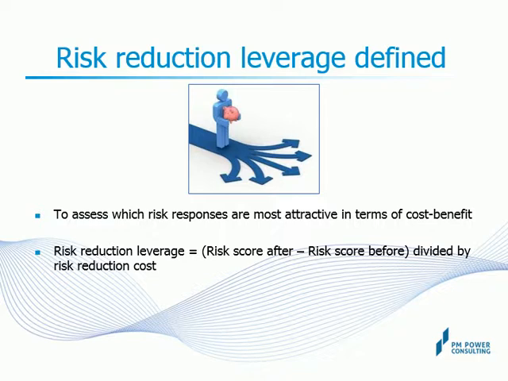The numerator is the difference between the estimated risk score as a result of the proposed mitigation action and the risk score without any mitigation action. This will be a negative number. The denominator is the risk reduction cost or the cost of the proposed mitigation action. So ignoring the negative sign, larger the ratio, better the mitigation in terms of cost benefit. Let us next calculate the risk reduction leverage for some of the mitigation actions in our example.